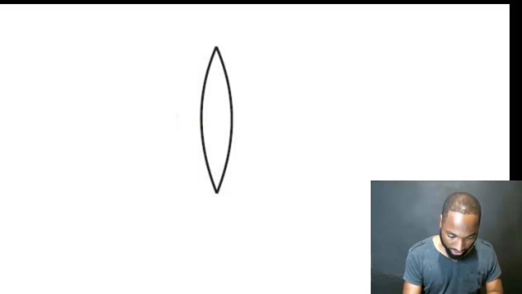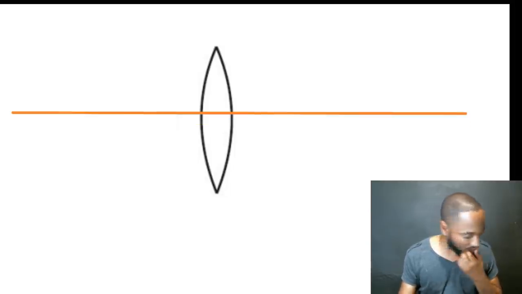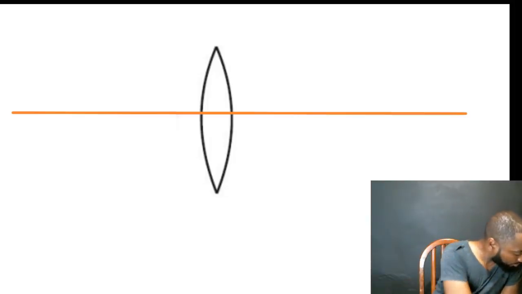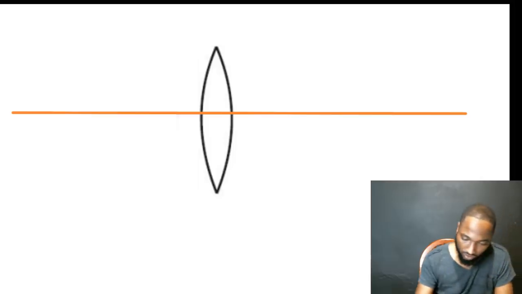This line I draw here, what is this line called? This line that I'm trying to draw here, what is that line called? That's called the principal axis.